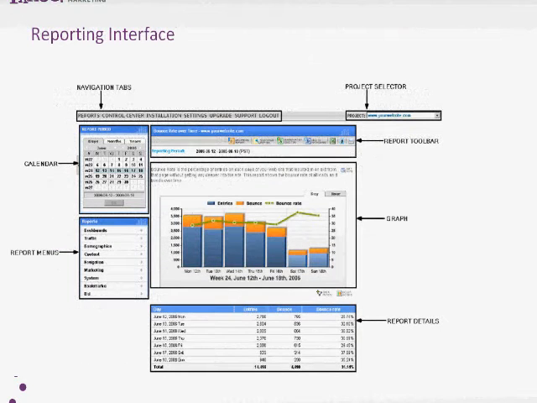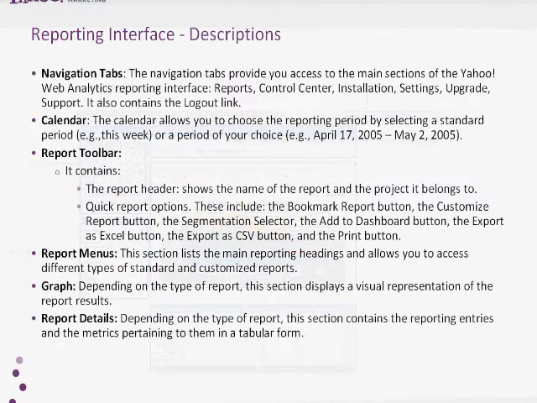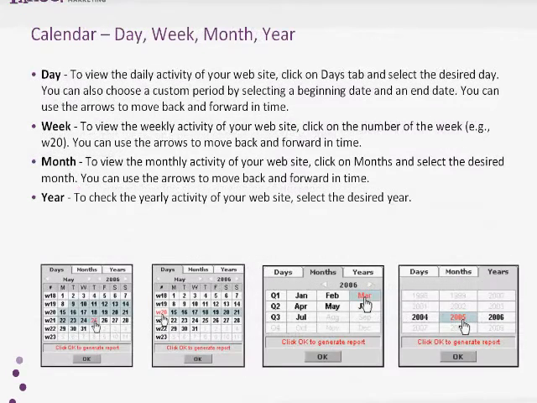The reporting interface is displayed here with the navigation tabs, project selector, calendar, report menus, graph, and below we have report details. Again, the navigation tab, calendar, report toolbar, the report menus, graph, and the report details are all a part of the reporting interface. The calendar allows you to select based on day, week, month, or year.